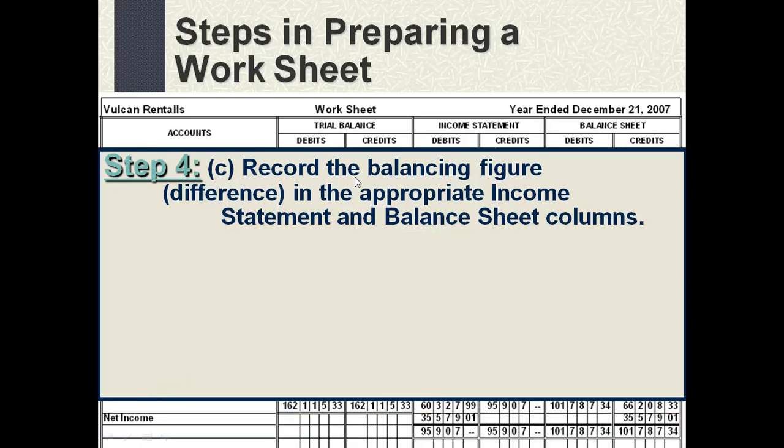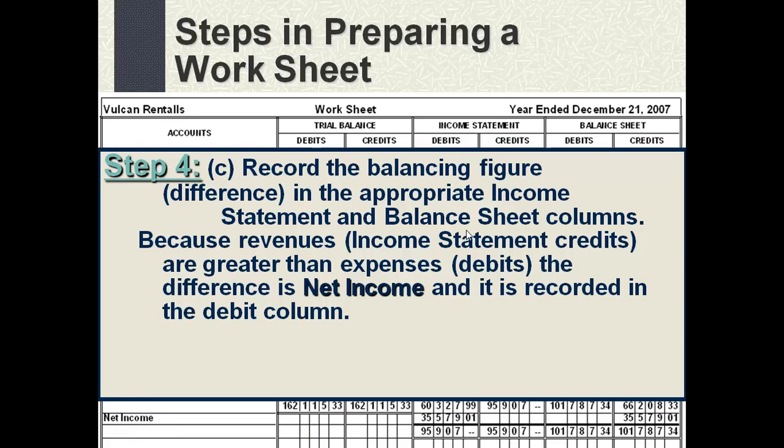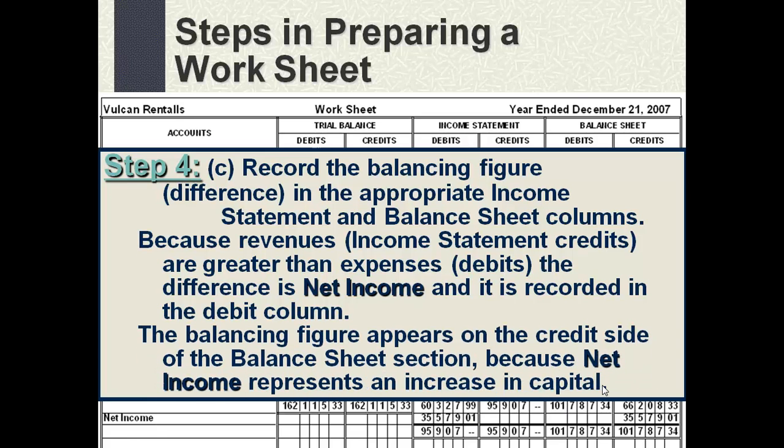Part C of step 4 is to record the balancing figure, so the difference that we got between the two numbers, in the appropriate column. So either in the balance sheet or the income statement. Because revenue on the income statement is greater than the expenses, the difference is net income and is recorded in the debit column. For the balance sheet, because net income represents an increase in capital, you're obviously going to record that in the credit section.